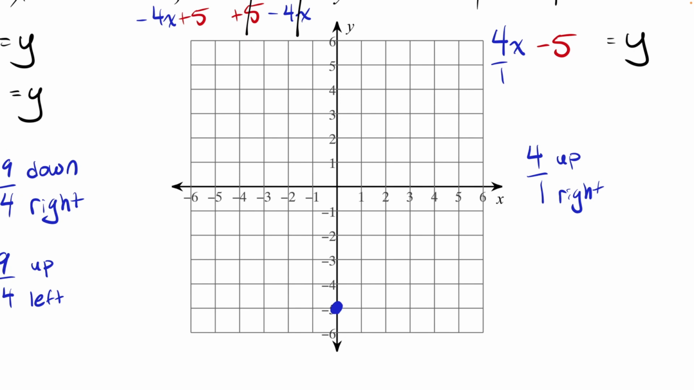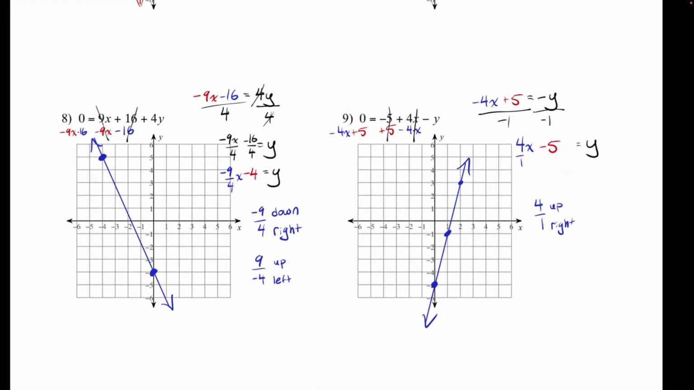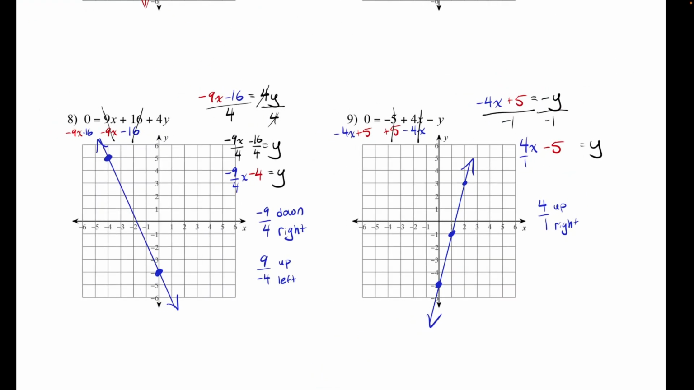4 up, 1 right. We can probably do a few of these, right? Let's count. 3. Oh, I can't. There we go. 4 up, 1 right. 4 up, 1 right. Yeah. I also see only 3 points that I can graph on here. Let's make it like that, and I'll move it. Slope got a little bit messed up there. That looks pretty good. Arrow, arrow.